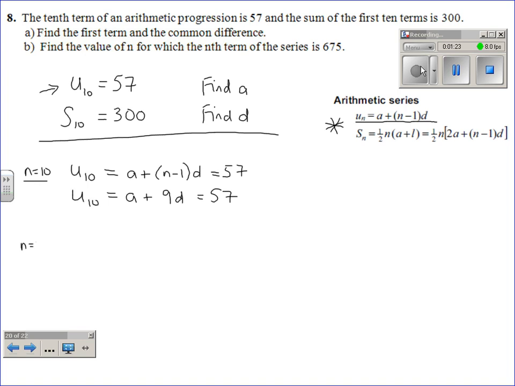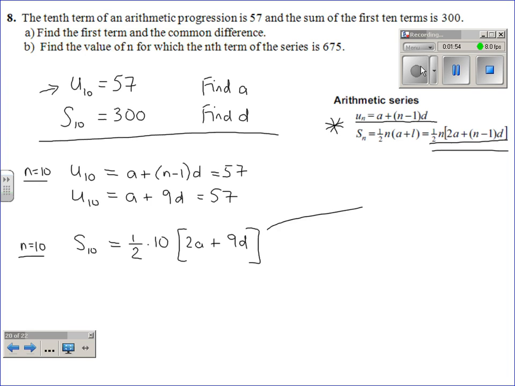Also, n is also 10 here. We've got the sum of the first 10 terms, and we're trying to find a and d. So if we use this second formula here, it's got a and d in it, which is going to help us more than the first one. So we've got half times n, which is 10, so half times 10, 2a, we can't do anything with that at the moment, plus, in brackets there, n minus 1, n is 10, so we've got 10 minus 1, we've got 9d. Okay, so hopefully you can see where I'm coming from there. All of that is me just substituting into that equation there.